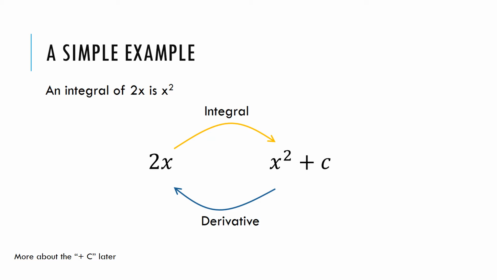If I differentiate x squared, it becomes 2x. If I then integrate 2x, it becomes x squared. And I'll talk a little bit more about that plus c bit later on.